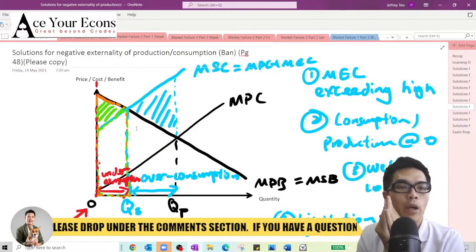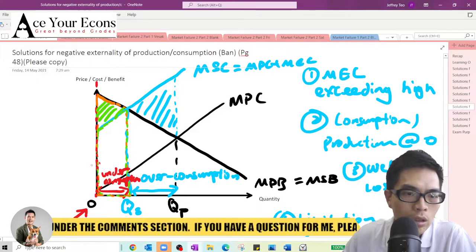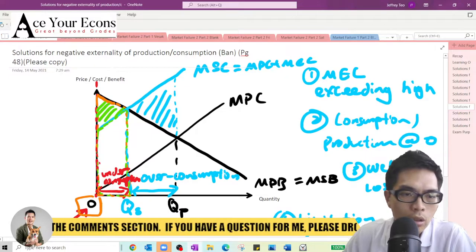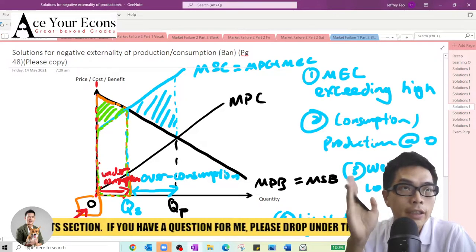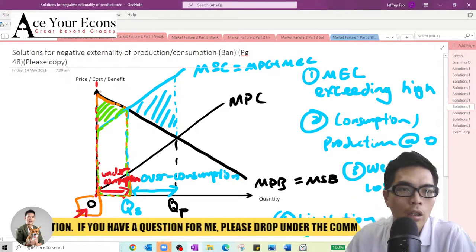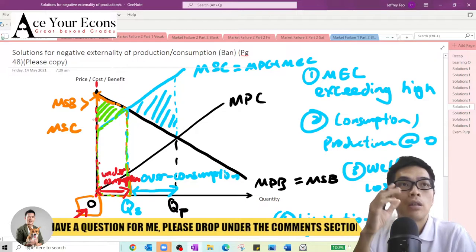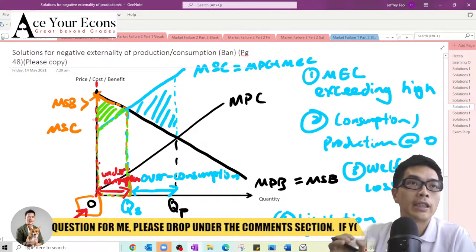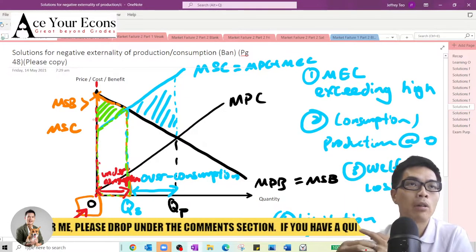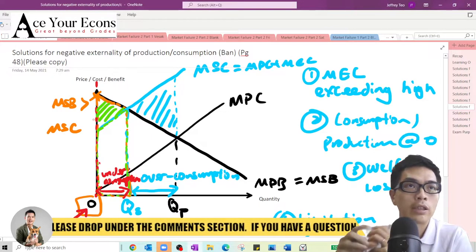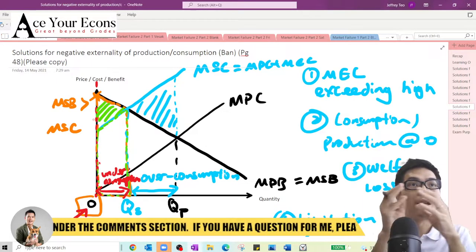A consumption ban, where y, when your x is equal to zero, your quantity is equal to zero, then we'll see that it's not the socially optimal level at QS. At zero, it simply tells us that your MSB exceeds MSC. So a ban does not necessitate a socially optimal level. In fact, it often goes the opposite. The socially optimal level is not necessarily zero. This is the misconception when you use a ban. Not necessarily zero, it could be a low level.